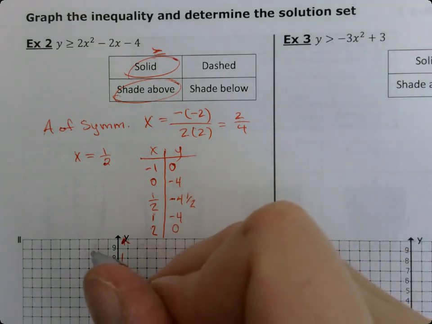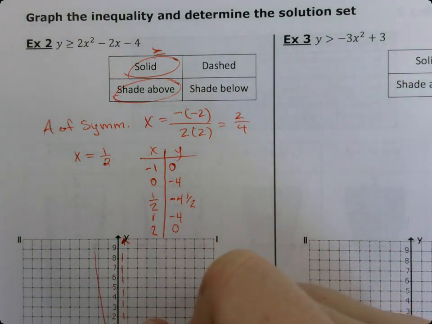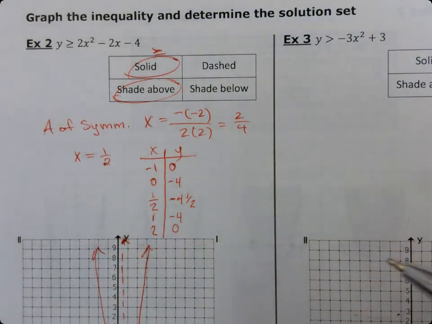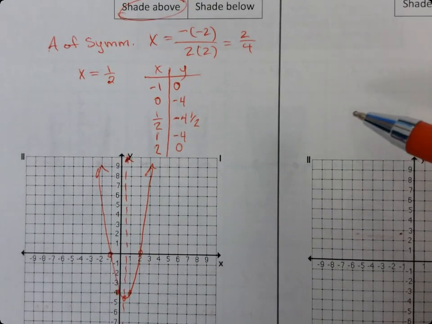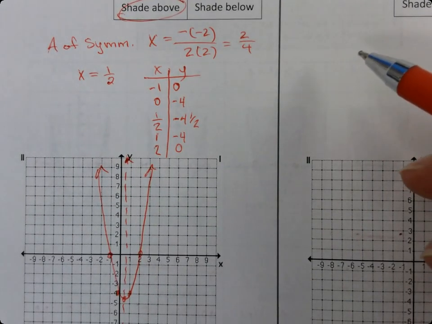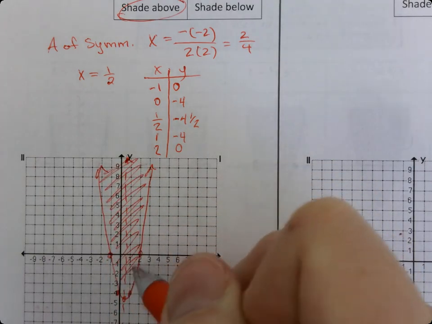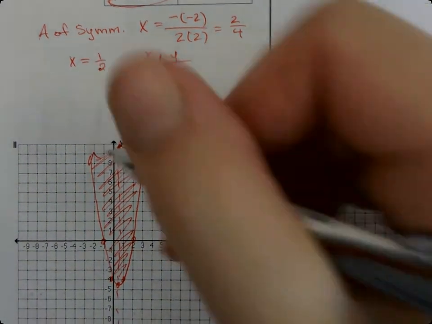Now, we said it was a solid line. If I need more accuracy, I would just build my table a little bit bigger to get some better points up here. So there is my graph. We have that it is greater than or equal to, so we're going to shade going above the parabola, which happens to be inside the parabola.